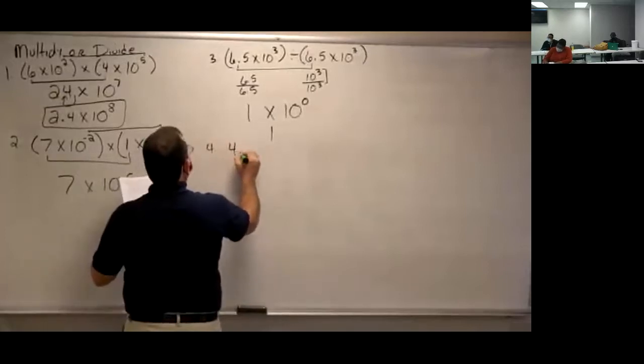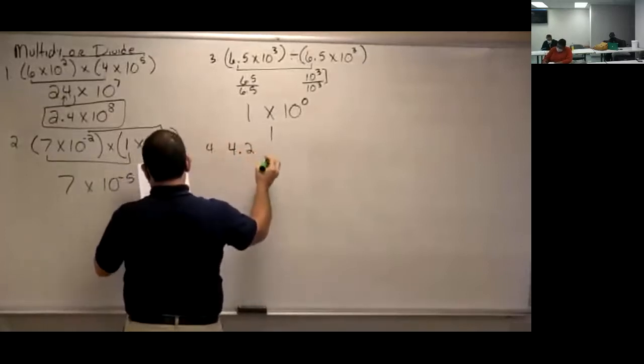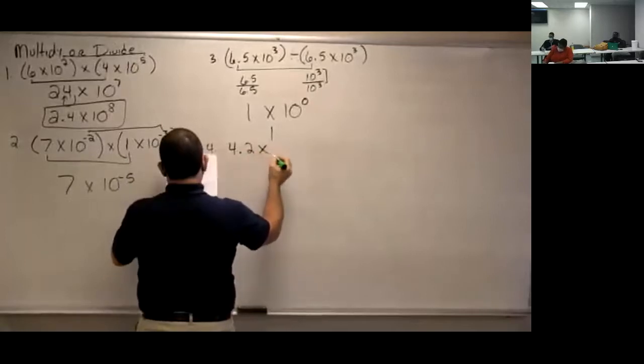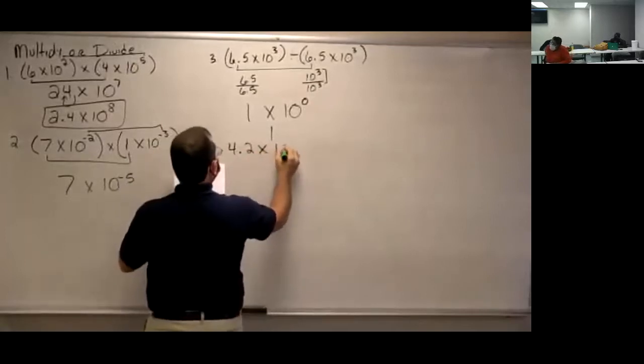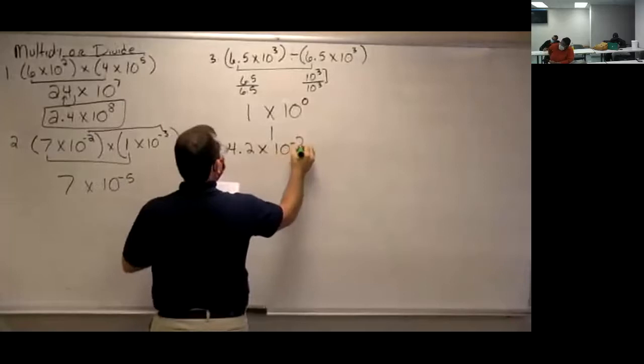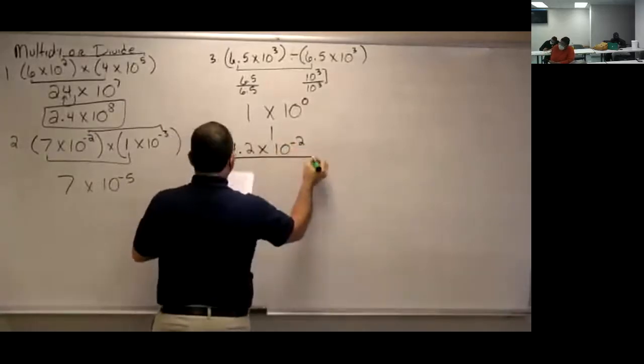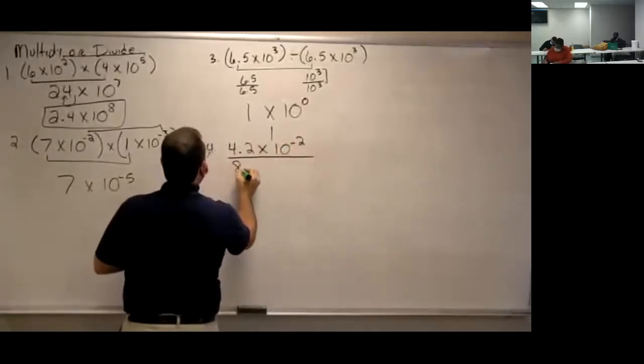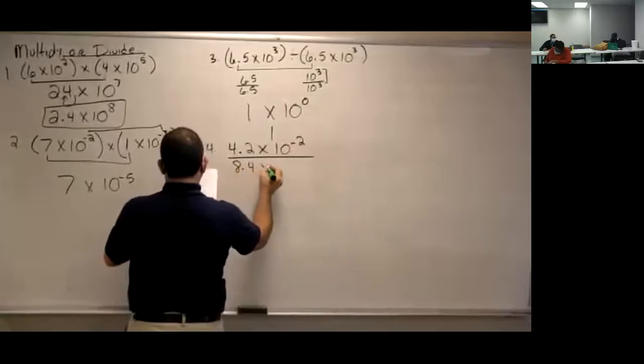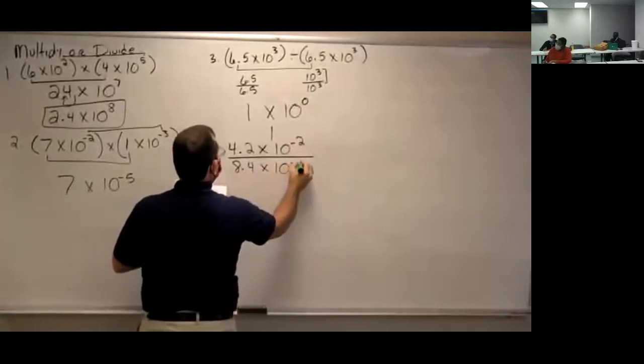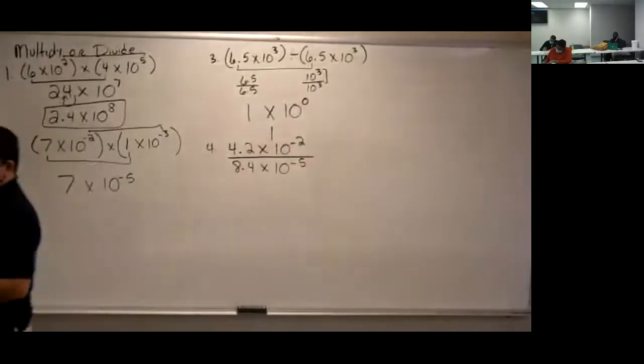All right, y'all, 4.2 times 10 to the negative second divided by 8.4 times 10 to the negative fifth.